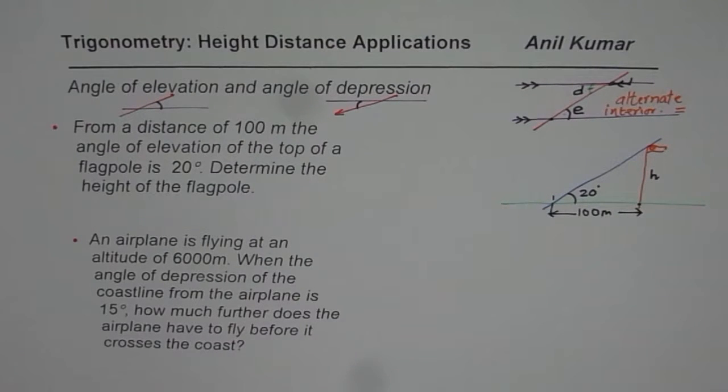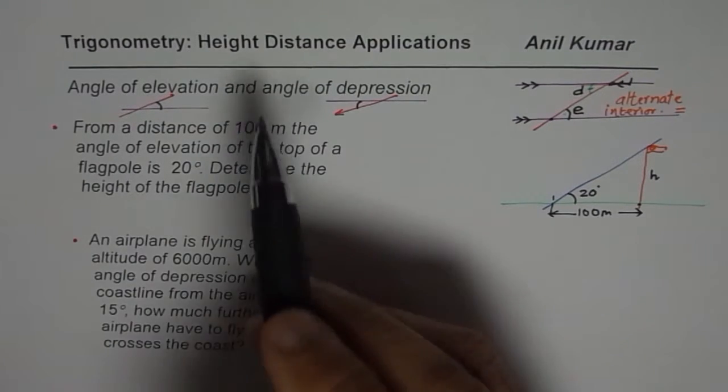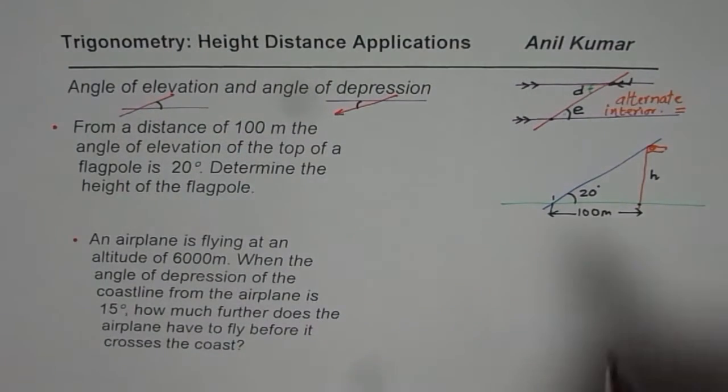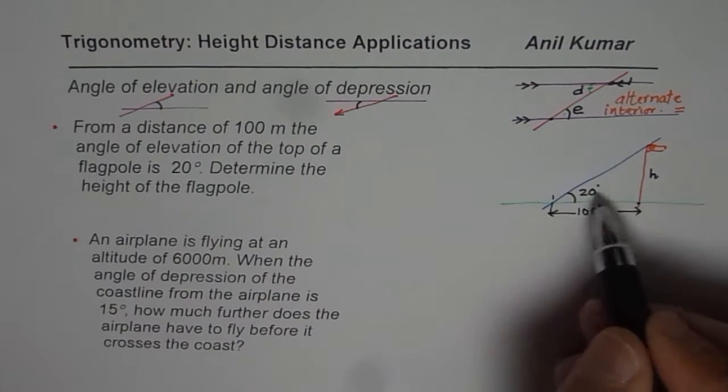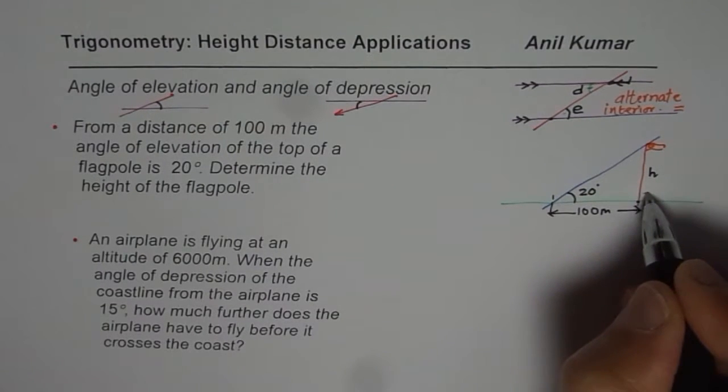So that is a height and distance question, as we mentioned right at the top. It is a height and distance application. You need to find the opposite side, the height, of a right triangle. This is a right triangle, perfect.